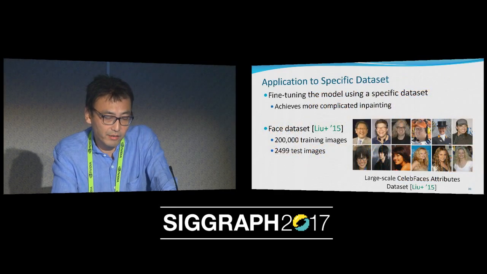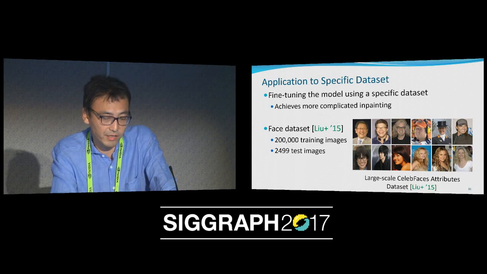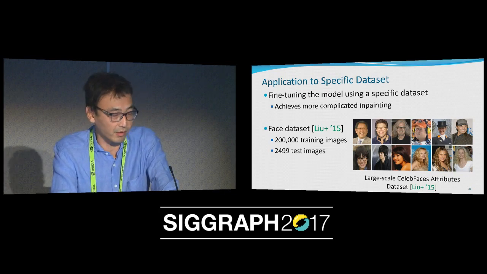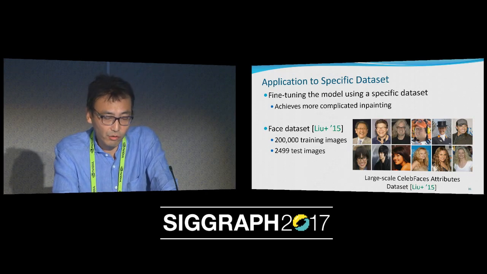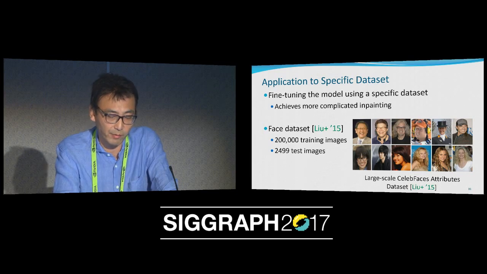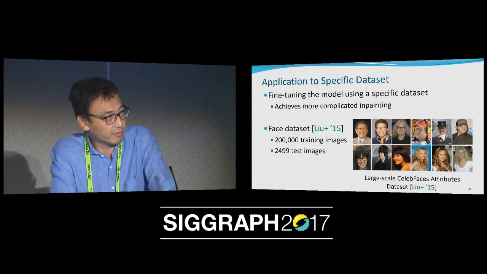Although our method can generate various textures to complete missing regions in general images, fine-tuning the model using a specific dataset can achieve even better results for more complicated inpainting. I'd like to show the results of the face dataset. The dataset we use contains about 200,000 face images of celebrities.